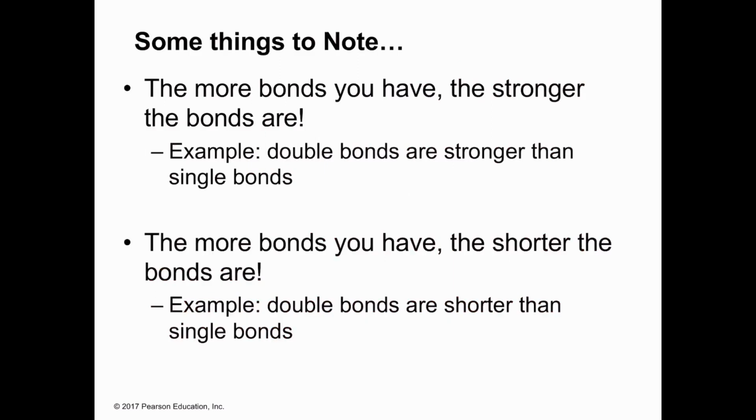So like I was talking about before, the more bonds you have, the stronger those bonds are. So double bonds are stronger than single bonds, and triple bonds are stronger than double bonds. And this is because more electrons are being shared between those atoms. There's more attraction holding those atoms together. And the more bonds you have, the shorter those bonds are. So double bonds are shorter than single bonds. Triple bonds are the shortest of them all. And again, this is because more electrons being shared between those atoms will create more of an attraction to the nuclei of the bonded atoms, drawing them in closer.